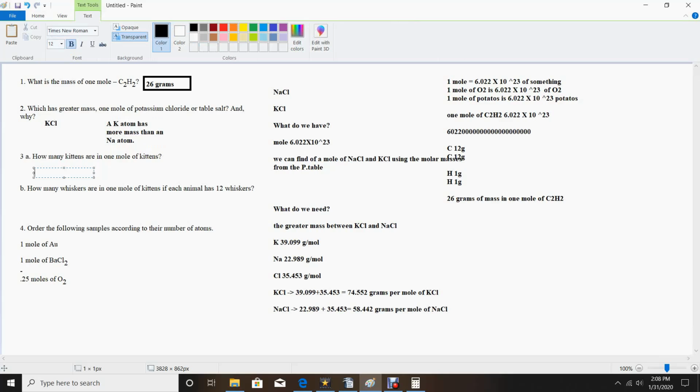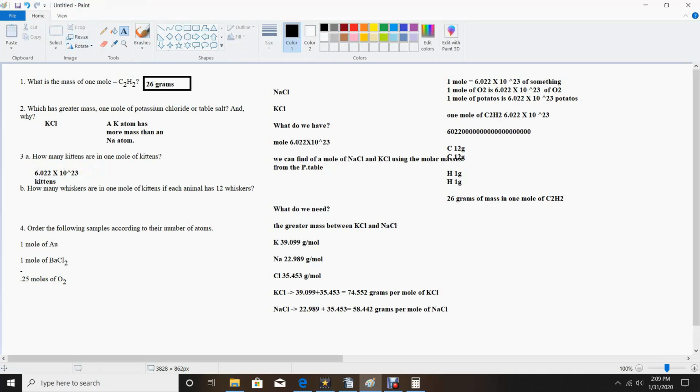Now, how many kittens are in 1 mole of kittens? Well, if you understand the concept of a mole, 1 mole of kittens is 6.022 times 10 to the 23rd kittens. Pretty straightforward. Got to throw a unit on there and a box around it.